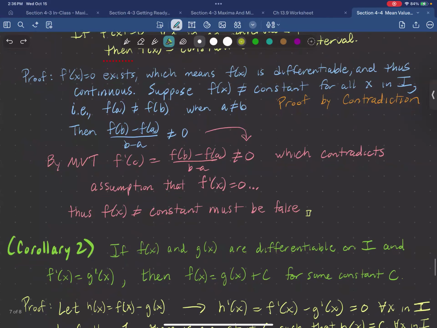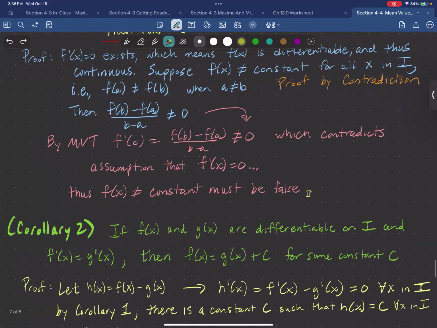So we're going to let h(x) equal f(x) minus g(x), which means h'(x) equals f'(x) minus g'(x), and that equals 0. Because g'(x) equals f'(x), I could replace this with f'(x) right here. So I have f'(x) minus f'(x) equals 0. Bam, done. We get h'(x) equals 0 for all x in the I.